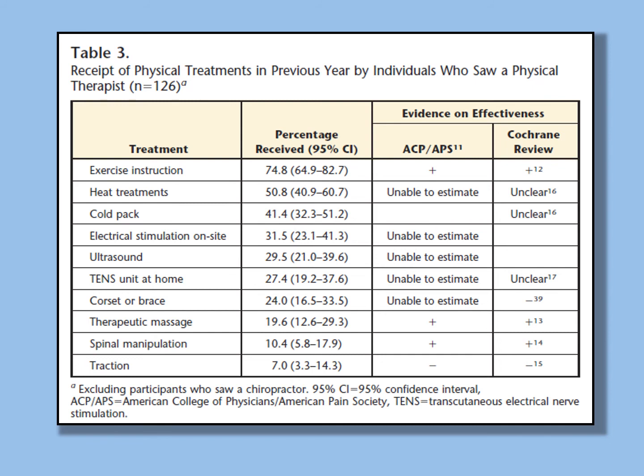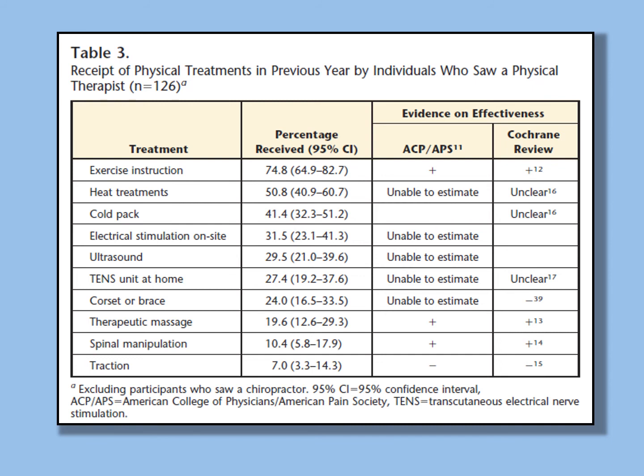And so those are two recent clinical practice guidelines that have been published that have established whether or not these interventions have shown moderate or strong levels of effectiveness. And a plus would mean that it does show effectiveness. A negative sign would mean that it does not. And then you can see whether it's unclear or they can't estimate based upon the current data. But you look at exercise instruction, that's what the majority of patients received. That's the most common intervention applied, and we see that all the time.